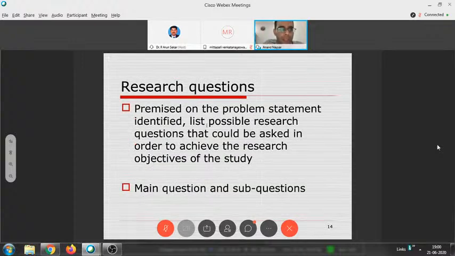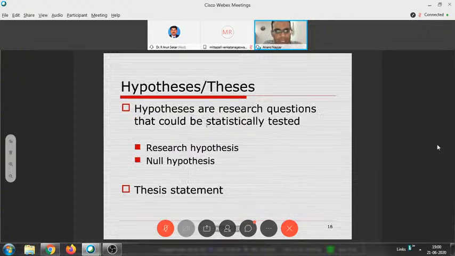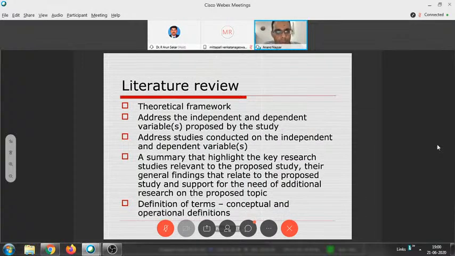So the research question should be there. What are the possible research questions and how to achieve the research objectives of the study? And I will give you the slides. So this should be the research hypothesis, that is, what are the hypotheses or null hypothesis that should be there. This should be only for management. And I will give it to you now.